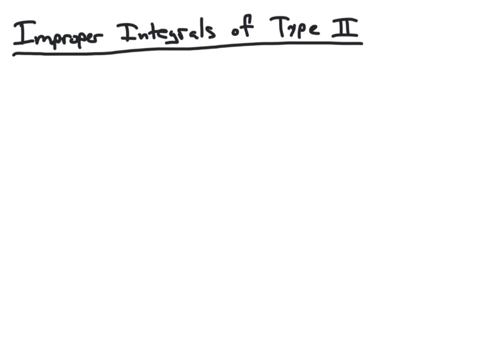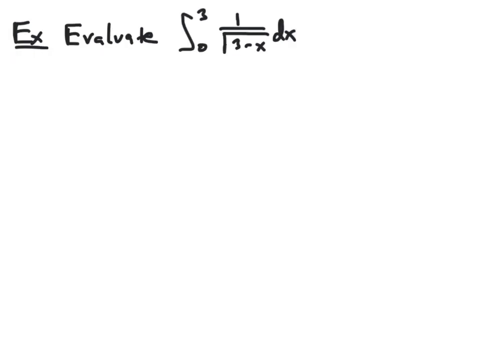In this video, we want to take a look at some examples of evaluating improper integrals of type 2. In this example, we want to evaluate the integral from 0 to 3 of 1 over the square root of 3 minus x dx.